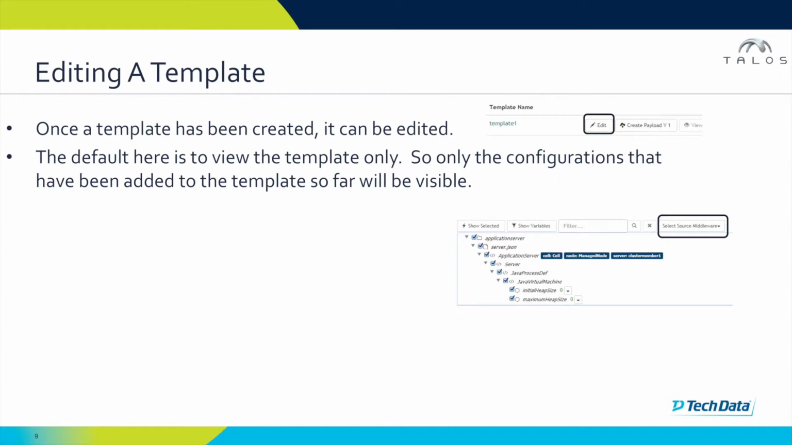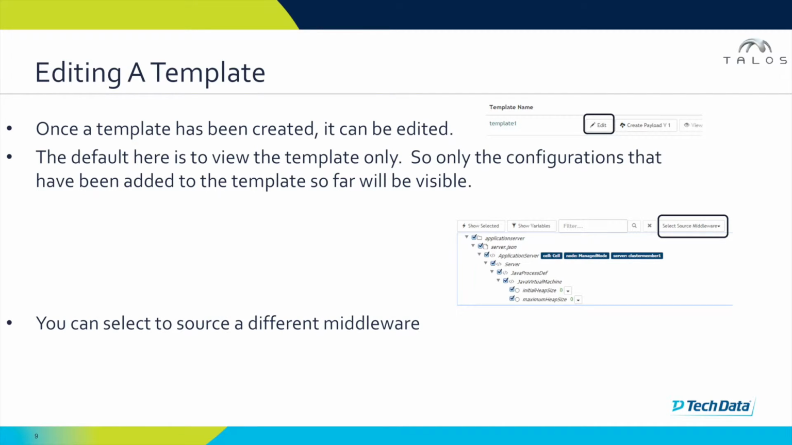So once you've created a template, you can save it. You can go back in at a later date and edit that template. The default view when you do that is to show only the template. So this item here, select source middleware. If that says select source middleware, then there is no source middleware assigned to it. So the only configurations that will be visible will be those that have been added to the template.